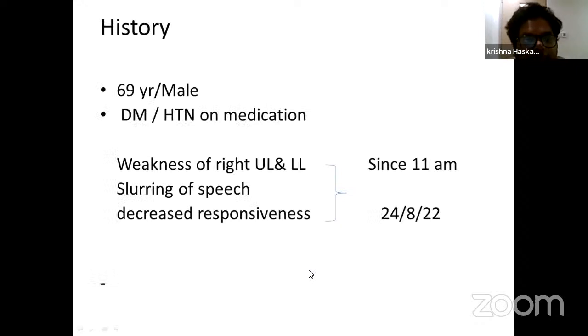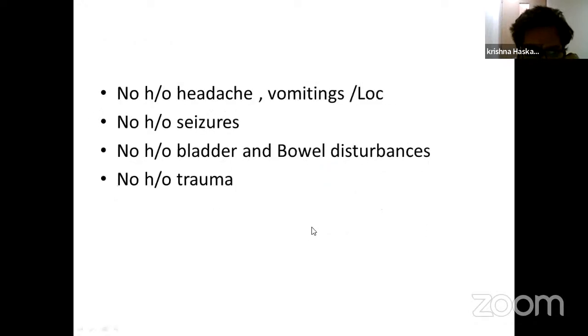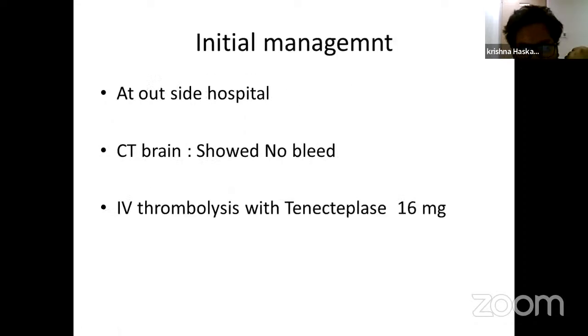And coming to our second case, he's a 69-year-old male, diabetic and hypertensive on medication. He presented with sudden onset of right side upper limb and lower limb weakness with slurring of speech and decreased responsiveness. However, there was no history of headache, seizures, vomiting, sphincter disturbances, or trauma.